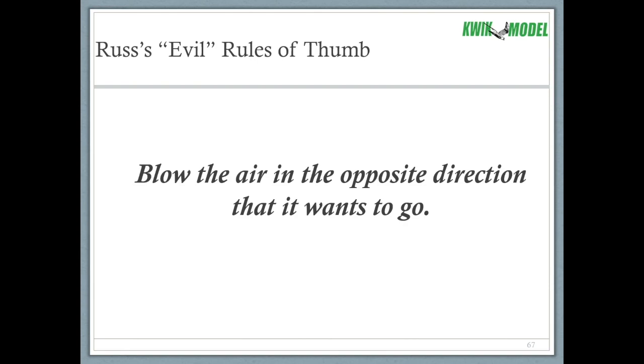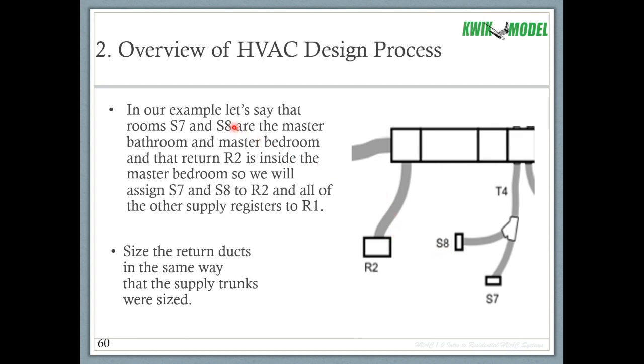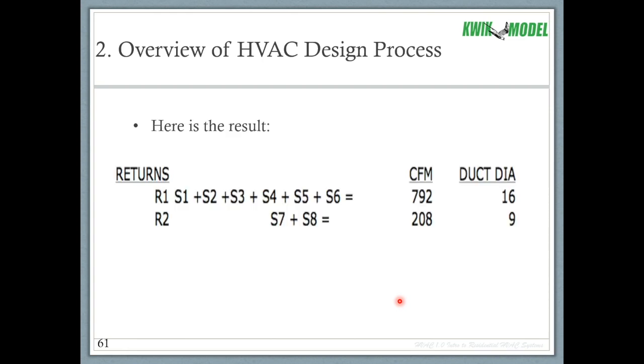Okay, so blow the air the opposite direction that it wants to go. So as I mentioned, let's say that our example supply 7 and supply 8 are in the master suite, and this return 2 is also in the master suite, and there's a door separating this room from the rest of the house. So very easily we'll just assign these 2 supply registers to this return, and then all the other ones will go to the other one.